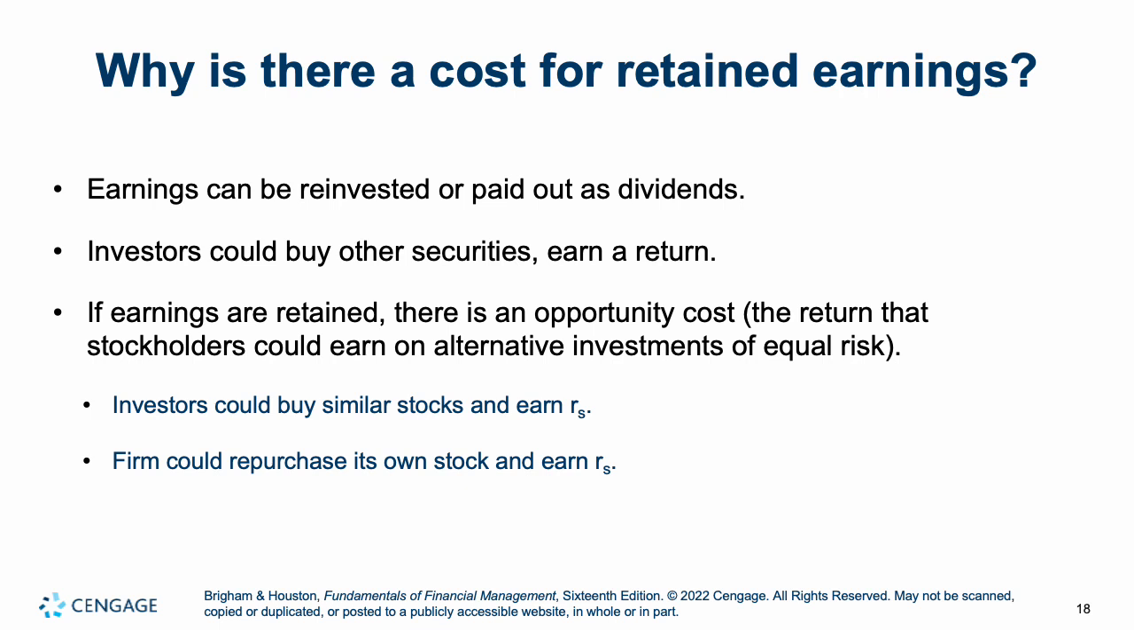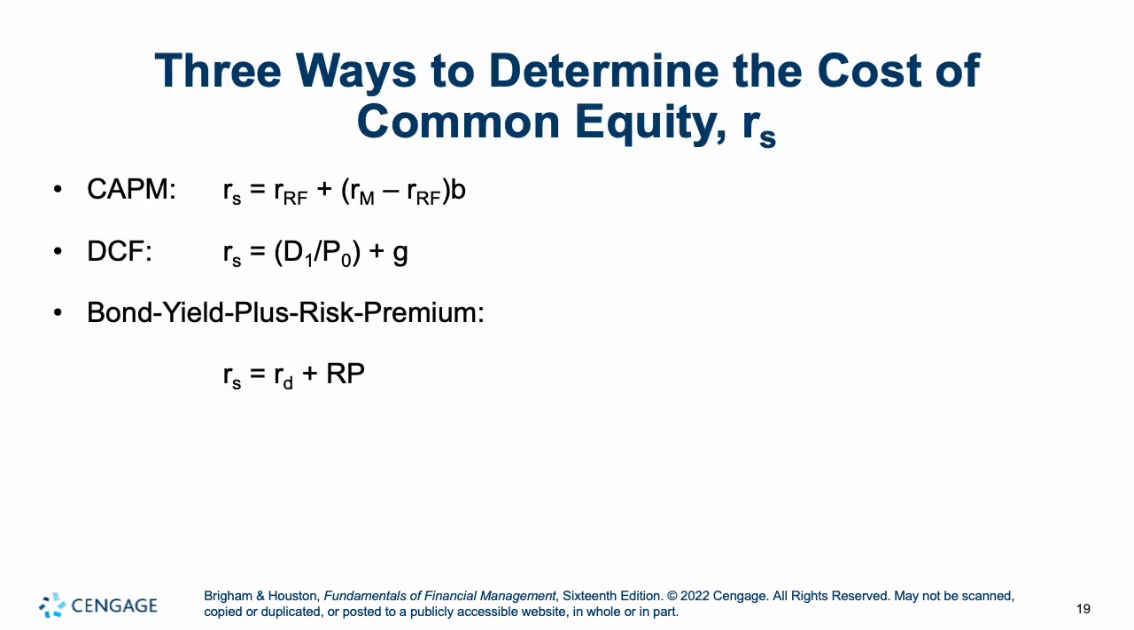So, we're going to jump now to slide 19, three ways to determine the cost of common equity. We can use the capital asset pricing model, which we've looked at already. That's where the return on our common equity is our risk-free rate plus the return on the market minus the risk-free rate, or the risk premium of the market, times beta.